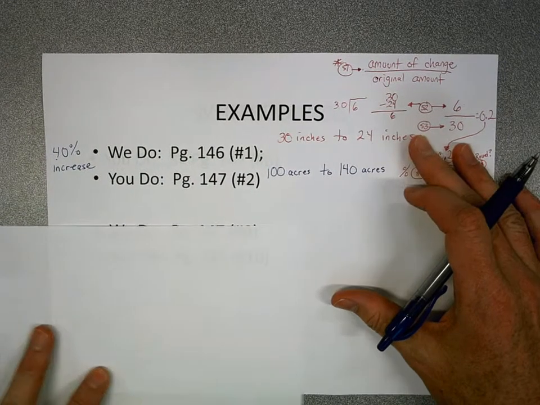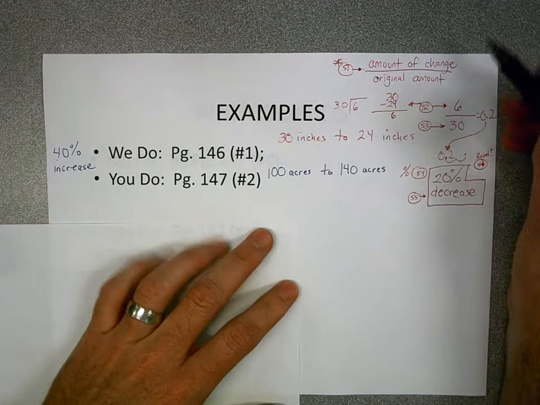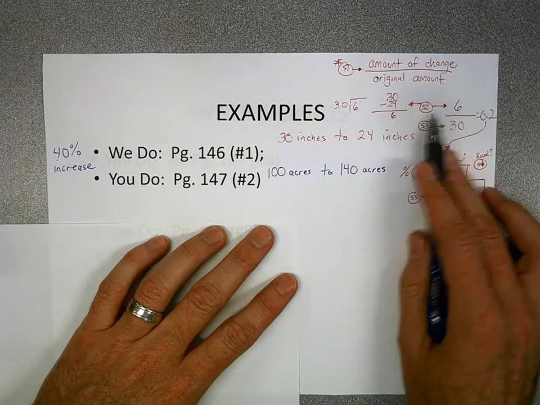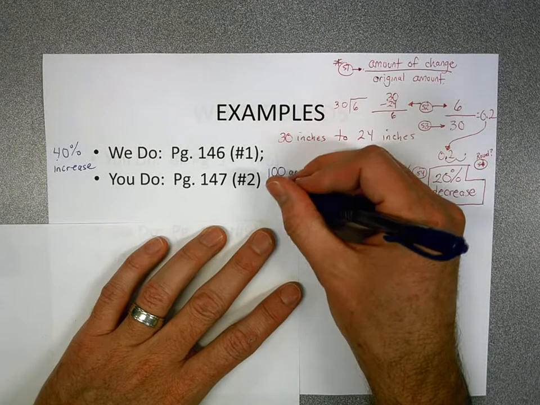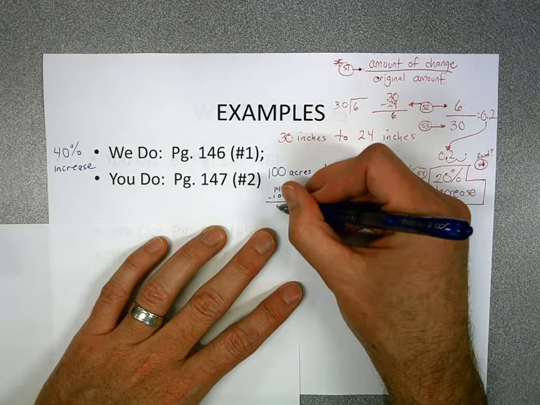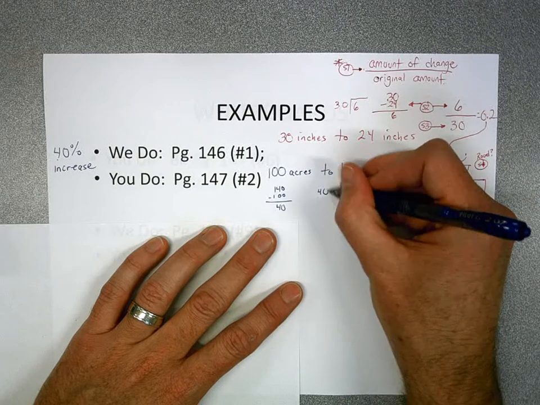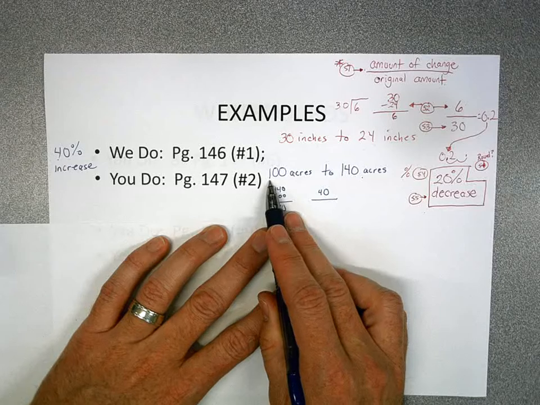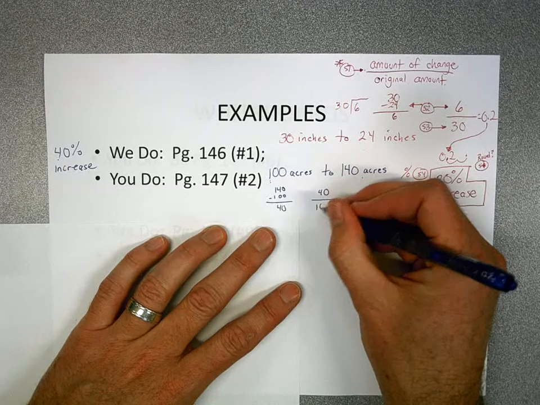Here we go. So, step 1, right, is already up here. Amount of change over original amount. So step 2 is I need to find the amount of change. Now listen, I'm going to write this down, but I bet almost all of you guys can do that in your head, right? It's just the amount of change is 40. The original amount is how much it started with. So they started with 100 acres, so that's over 100.